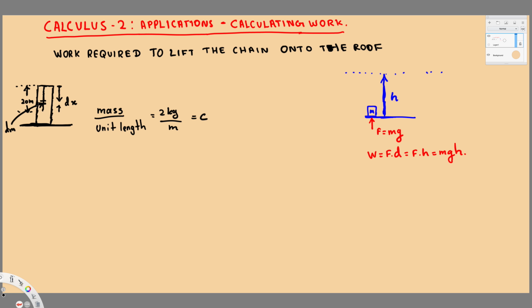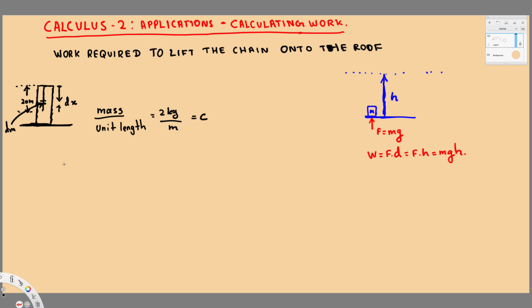Here we have this chain right here. So what we are going to do is cut this into small parts, the mass of the small parts being dm, and this small height is dx, right? So we are going to see how much work is required to lift each part of this, each dm dx, right? So let's see how we can do this.